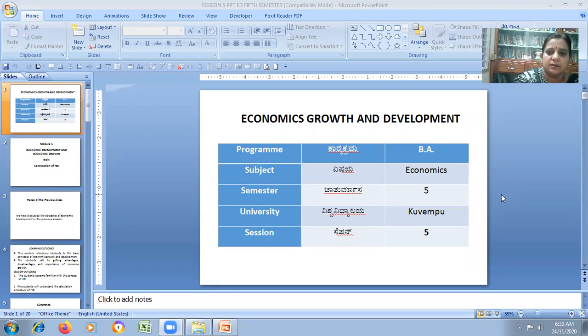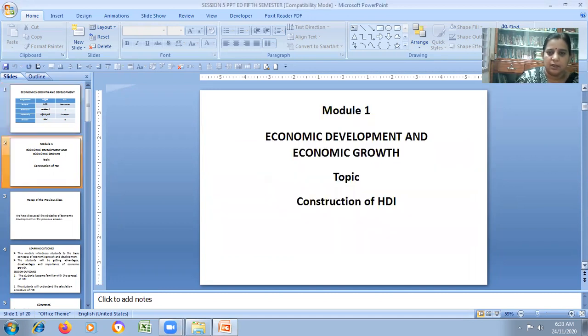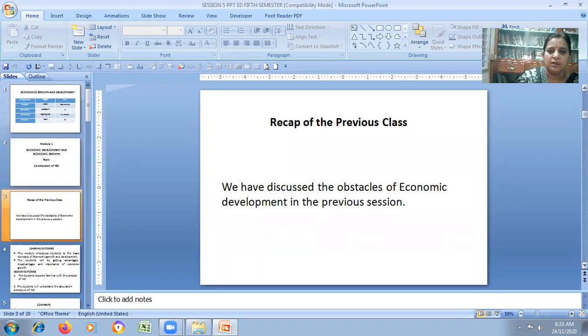BA Economics, Economics of Growth and Development, Construction of Human Development Index. Today we are going to study about construction of Human Development Index. In the previous class, we have discussed the obstacles of economic development.